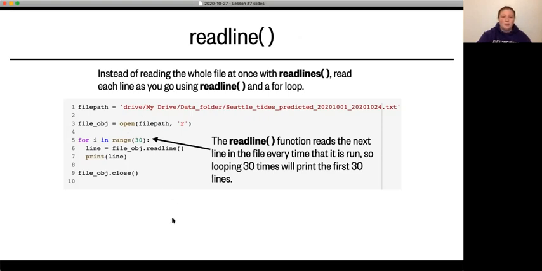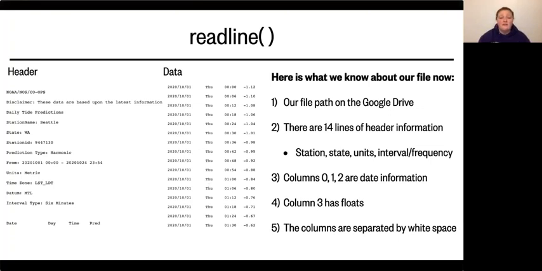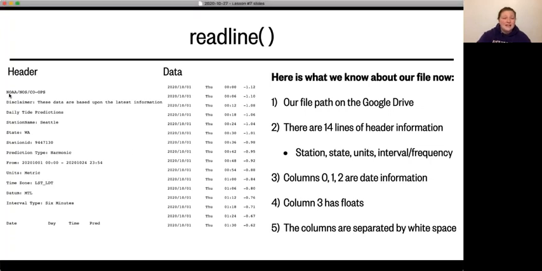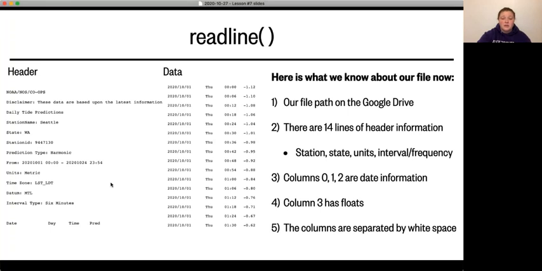When you run this code, you get an output that looks a little bit like this. I divided it into two sections here, the header and the data, but normally they would just be right on top of each other. So here we have our header information and our data, and now we can see the structure of this file. And now we know quite a few things. We know our path on the Google Drive. We know that there are 14 lines of header information if you count them out. And that header information has really great details. It tells us about the station, the state it's in, the units. It tells us about the time and the frequency that it's taking measurements at. So the header information is really useful.